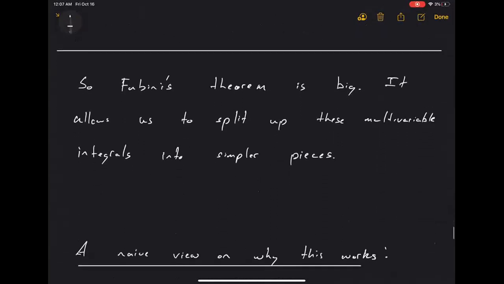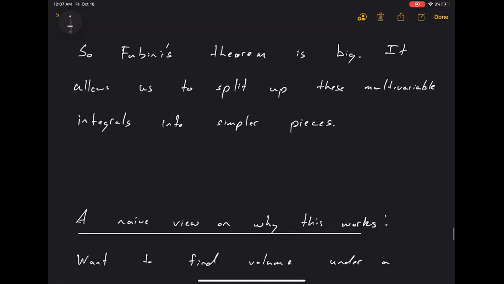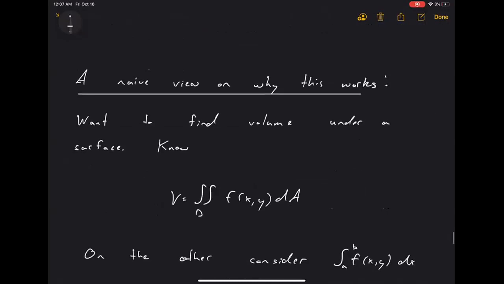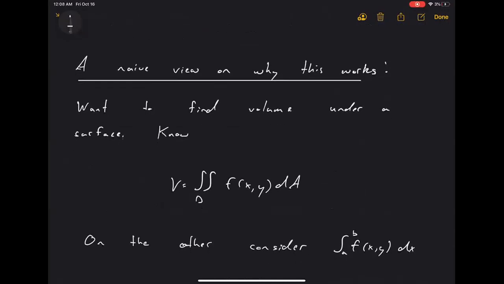So as I said, Fubini's theorem is really big, and it allows us to split up these multivariable integrals into simple single variable pieces. And I can now at this point give another kind of naive, or again, not using naive as an insult, way of thinking. But it's just not very rigorous, right? It's just kind of a loose idea.